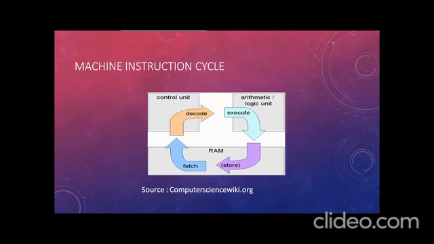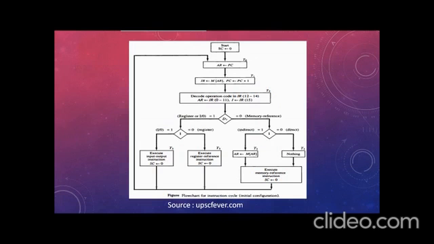Sequence counter is initialized to 0 at T0. Content of the PC is assigned to address register AR. Always PC contains the address of the next instruction that has to be executed. In T1, the instruction is fetched from main memory and moved to IR, and at that time PC is incremented by 1.